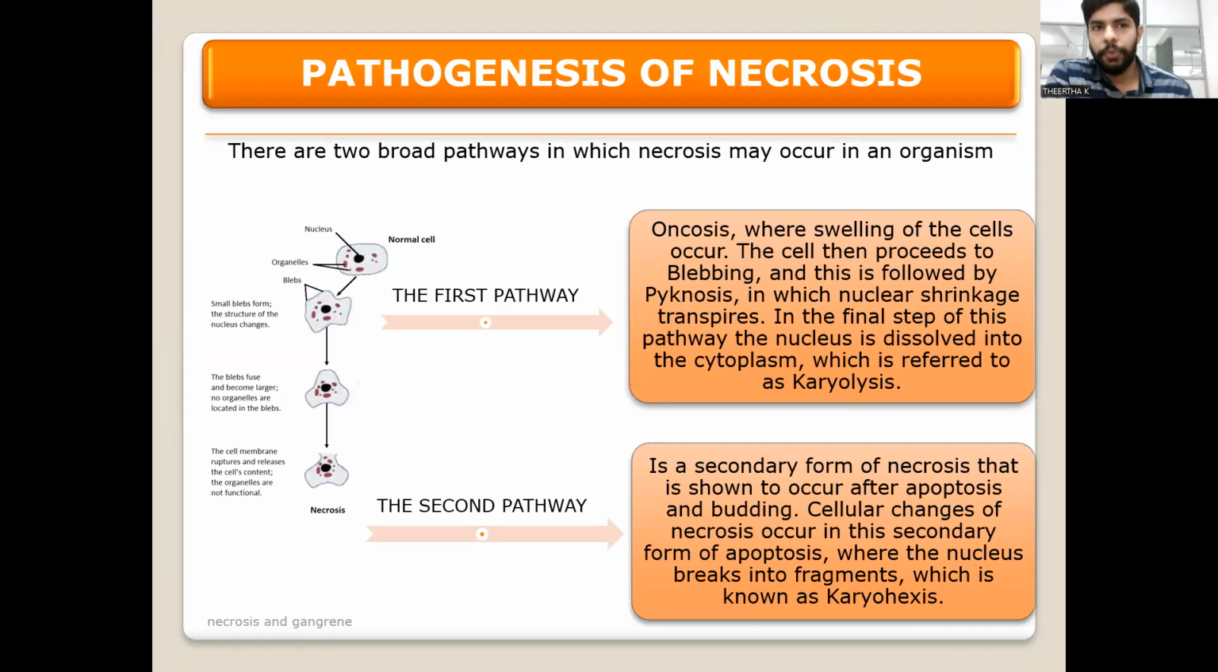Coming to the pathogenesis of necrosis, there are two broad pathways in which necrosis may occur in an organism. The first pathway, oncosis, where swelling of the cells occurs. The cells then proceed to blebbing, and this is followed by pyknosis, in which nuclear shrinkage transpires. In the final step of this pathway, the nucleus is dissolved into the cytoplasm, which is referred to as karyolysis. The second pathway is a secondary form of necrosis that is shown to occur after apoptosis and budding. Cellular changes of necrosis occur in this secondary form, where the nucleus breaks into fragments, which is known as karyorrhexis.